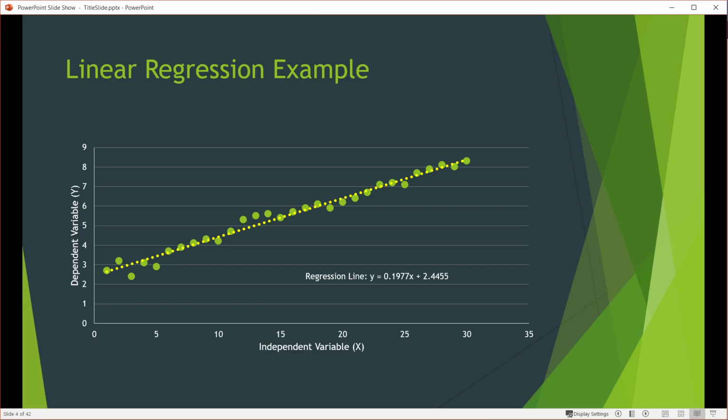So, again, a linear regression example, we have our independent variable x and we have our dependent variable or response variable y. And we're trying to fit a line between all of these points. And this will actually give us a regression line. So you can plug in a specific value of x to get your predicted value of y.